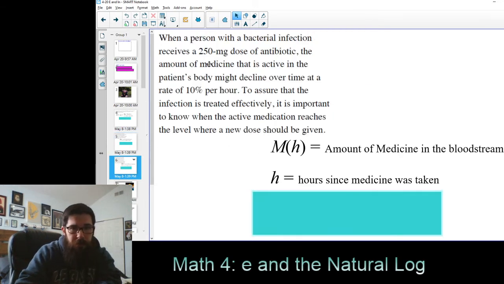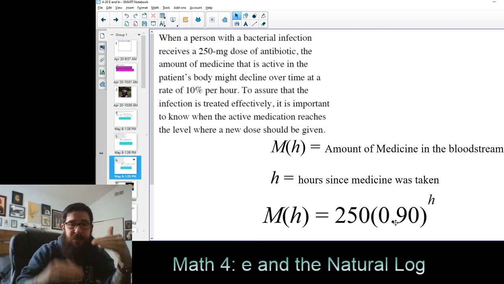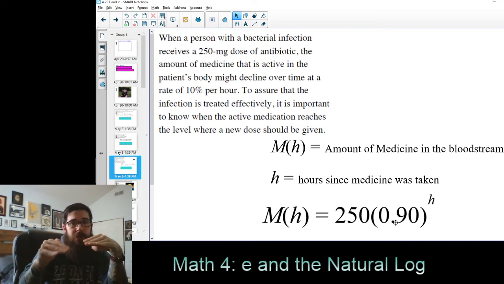A little bit wordier here with a situation with medicine, given a 250 milligram dose, and your body is taking 10% of that per hour. Understand that how much is left in the blood is not 10%. How much is left is 90% in this case. So we're starting with 250, and because we lose 10%, you keep 90%. 250 is my initial value. I'm losing 10%, I'm keeping 90%. A 10% decrease or decay subtracts from 1, whereas a 10% increase would add on to 1.